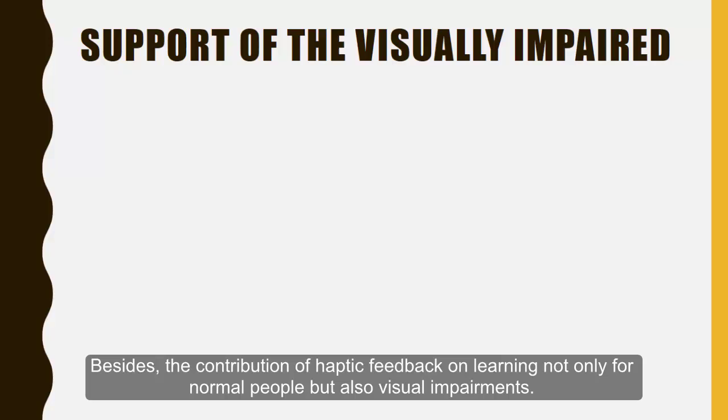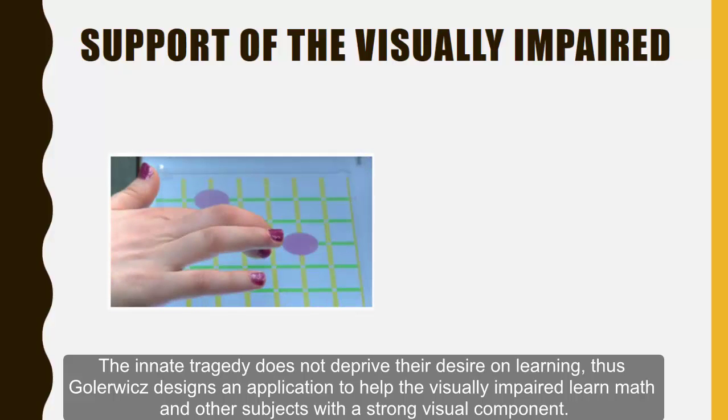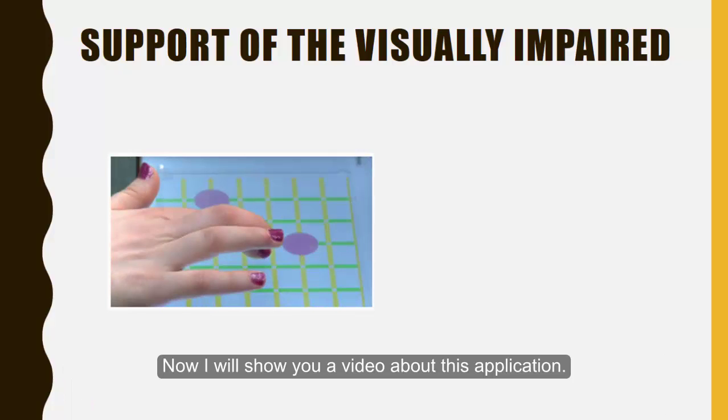Besides, the contribution of haptic feedback in learning is not only for normal people but also for the visually impaired. Their innate tragedy does not deprive their desire for learning. Thus, Graphics designs an application to help the visually impaired learn math and other subjects with a strong visual component. Now, I will show you a video about this application.